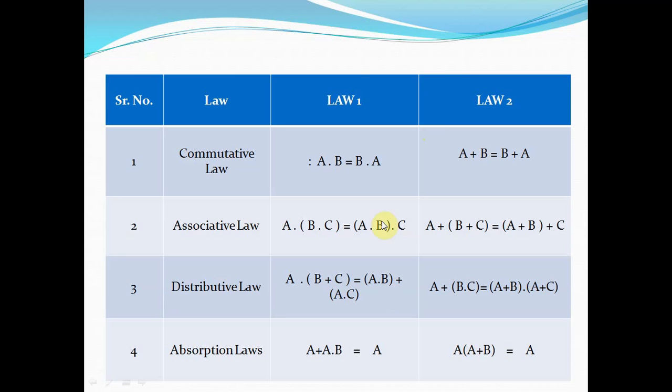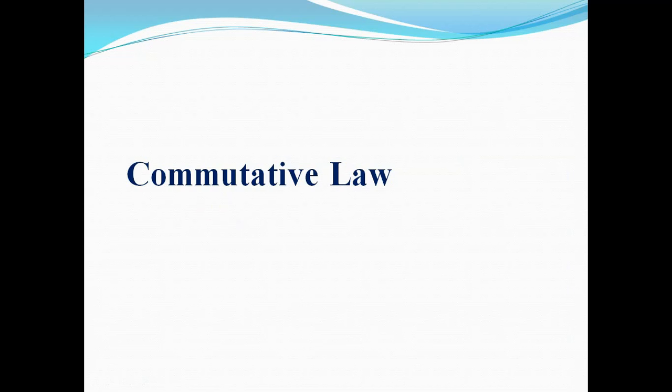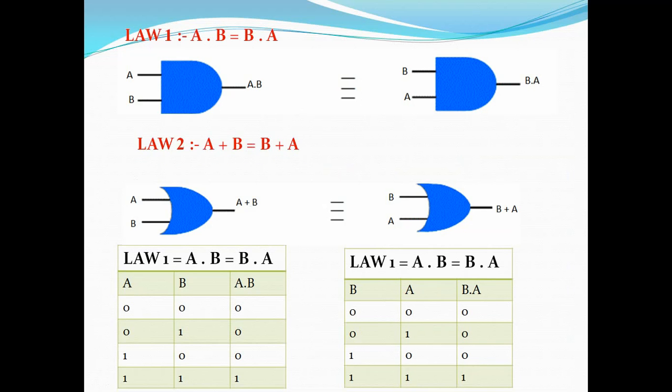These are the different properties which are implemented for the minimization of Boolean algebra. We'll see them one by one in the upcoming part of the video. The first one is the commutative law. In the commutative law, there are two different laws. First law: a into b is equal to b into a.